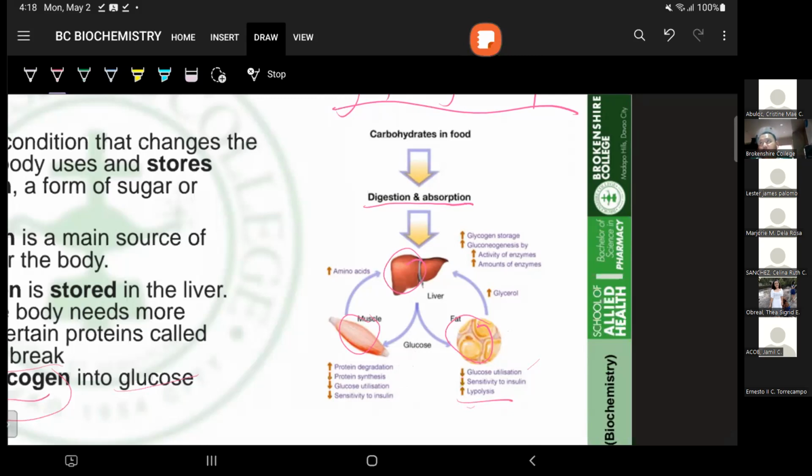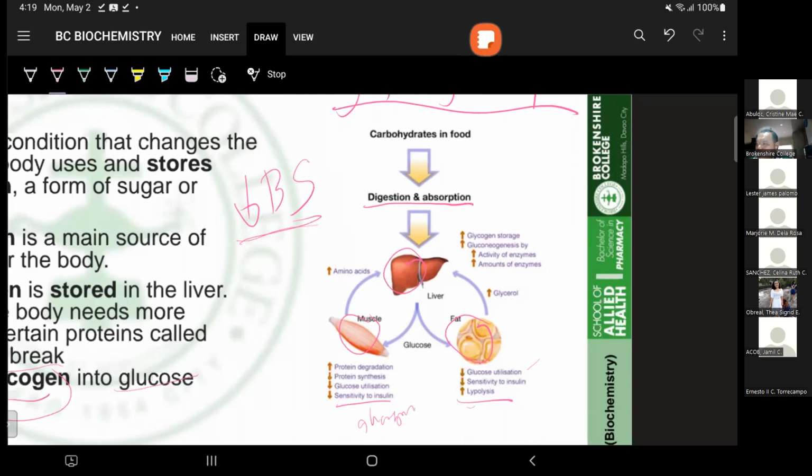So hindi ma-detect na kailangang mag-release ng, kasi lower blood sugar, so therefore it will not be sensitive to release of insulin, no? But rather it will be sensitive to glucagon kasi merong border. If mag-reach sa border na bumaba na talaga yung blood sugar, then that would give signal para mag-release ng glucagon to reverse the process.